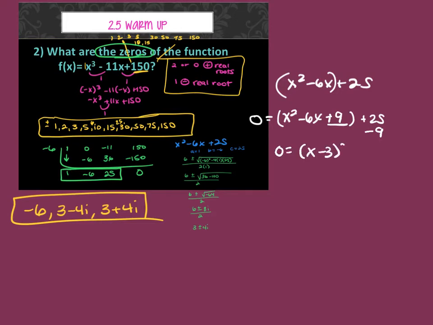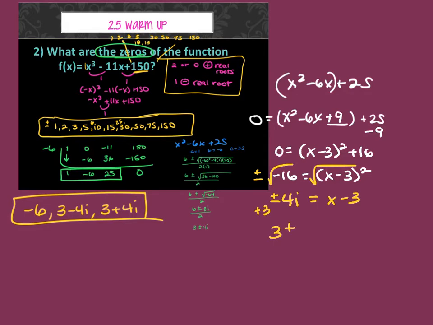x minus 3 squared plus 16, subtract the 16. Square root both sides, putting a plus and minus in front. I get plus and minus 4i equals x minus 3, and then add the 3. So 3 plus and minus 4i equals x. So if you prefer complete the square, especially if there's nothing to take out in front and the middle term is even, instead of the quadratic formula, you could totally do it. It's your choice.